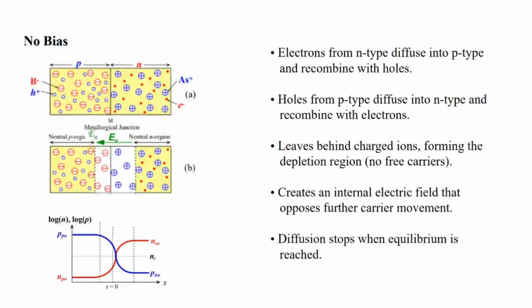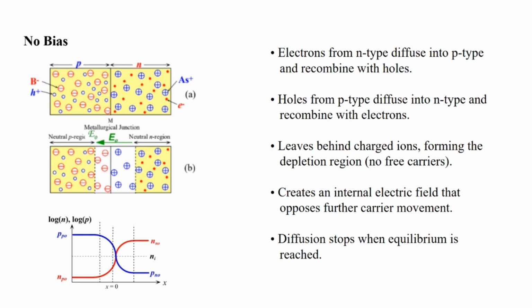So for the no bias case, in the PN junction with no external bias, meaning no external applied voltage, electrons from the N-type region initially diffuse into the P-type region and recombine with holes. Similarly, holes from the P-type diffuse into the N-type side. As electrons leave the N-type, they leave behind positively charged donor ions. As the holes leave the P region, negatively charged acceptor ions remain.